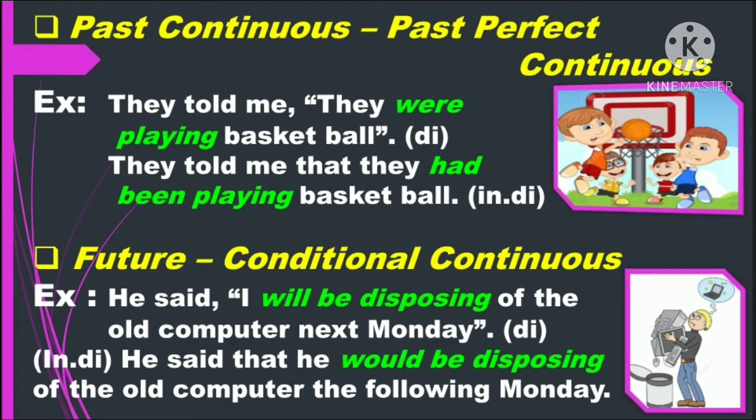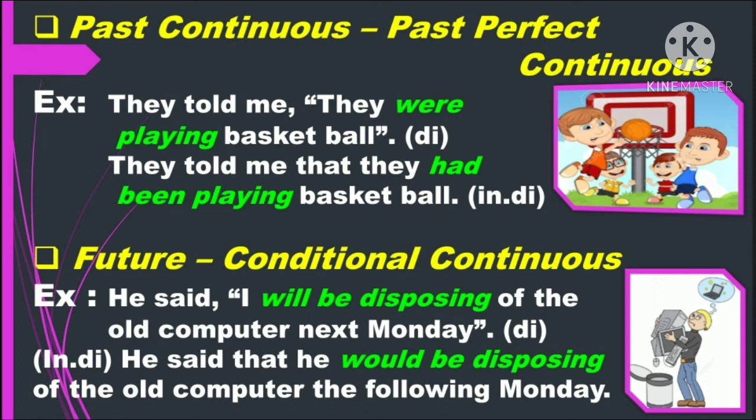And the next one is past continuous tense changing into past perfect continuous tense. Look at the example. They told me, "We were playing basketball." That is in the direct speech. When it goes to indirect speech, the past continuous tense changes to past perfect continuous tense. They told me that they had been playing basketball.